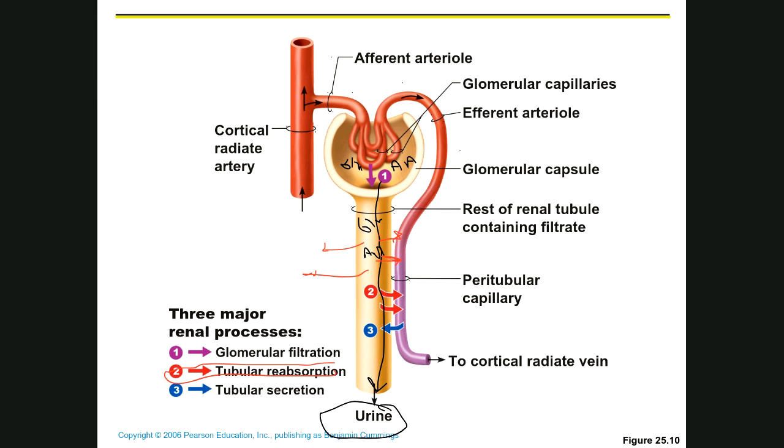And then finally, remember there's stuff that we don't like enough that we just want to get rid of it. And so what we're going to do is we're going to take it out of our blood and put it directly into the tube. And if you put it into the tube, it's going to become part of the urine. And so that is secretion.